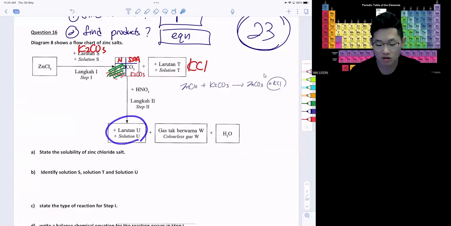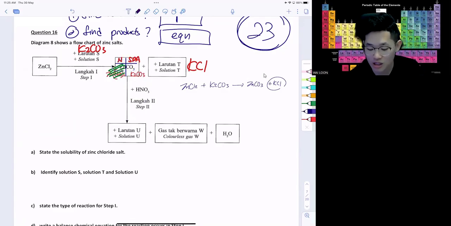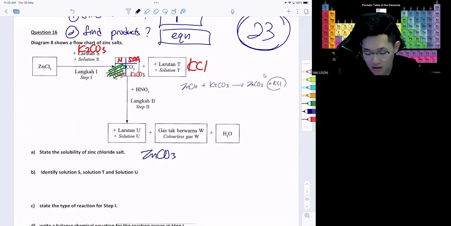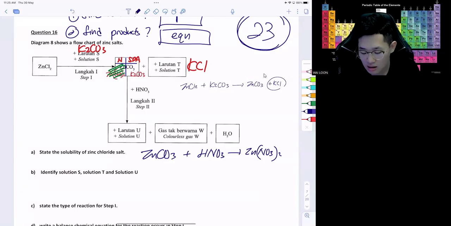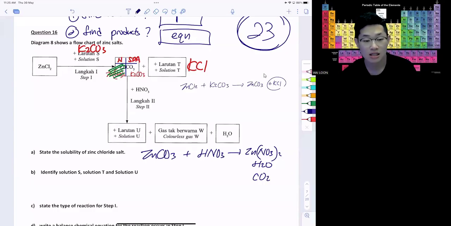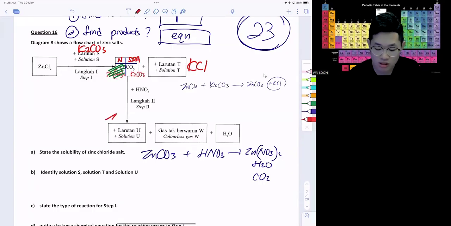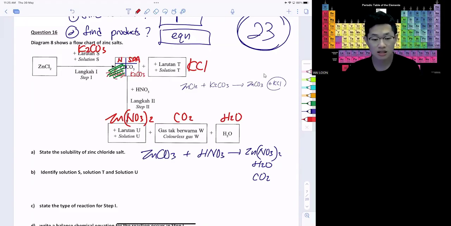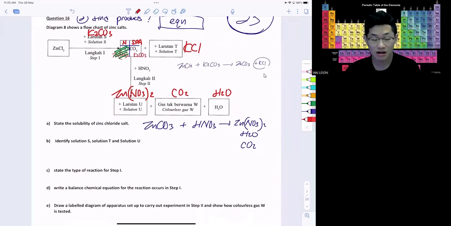Next, solution U. We already got zinc carbonate reacts with acid to find the product. So find product, we write equation again. Zinc carbonate with nitric acid. We get zinc nitrate, water, and carbon dioxide gas. So zinc nitrate is the answer. Water, carbon dioxide gas. So that's how I found the unknowns.